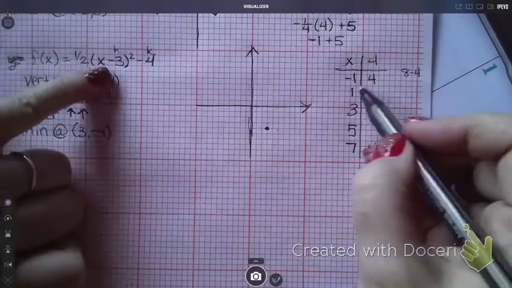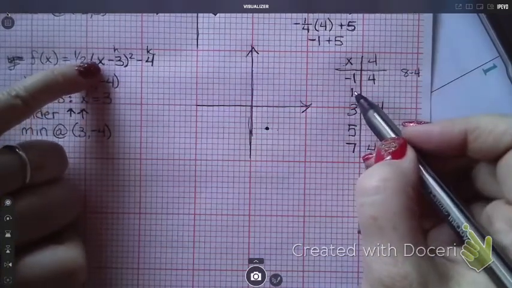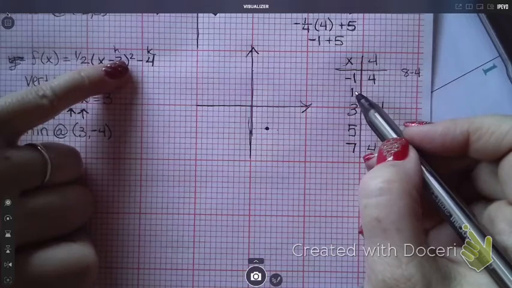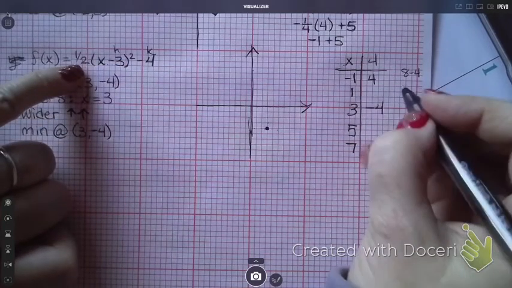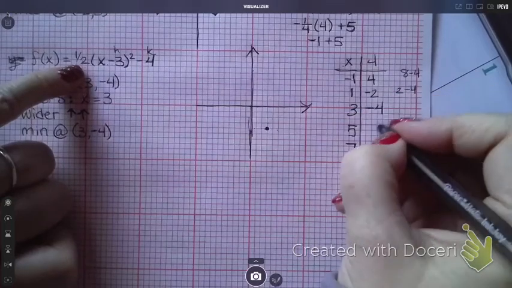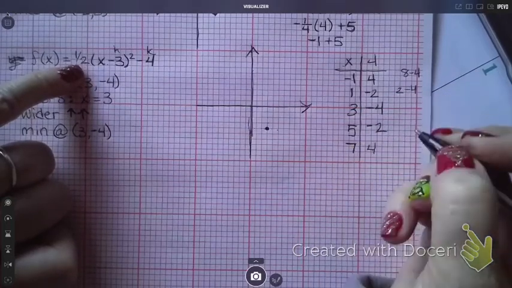Okay, now I'm going to put 1 in here. So 1 minus 3 is negative 2. Squared is 4. Half of 4 is 2, so I have 2 minus 4, which is negative 2. And it goes negative 2 here.